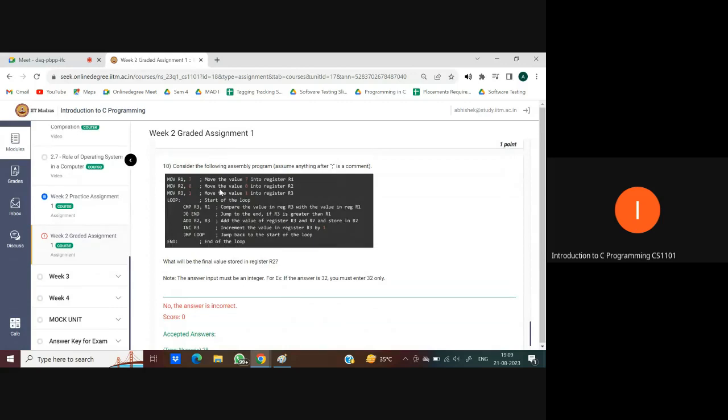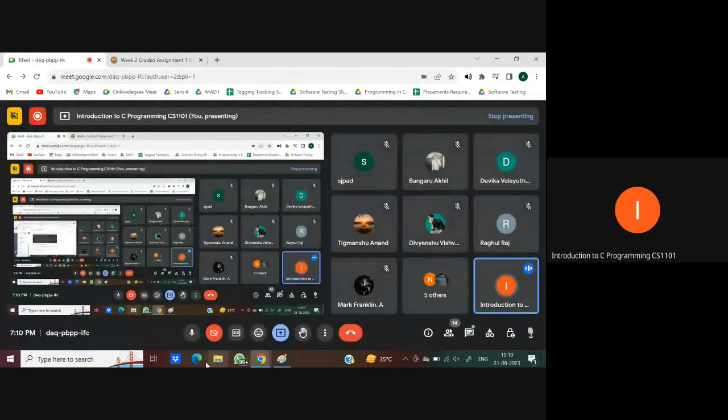Okay, move R1 7, move R2 0, move R3 1. Start of loop, compare the value in register R3 with the value in register R1. Jump to the end if R3 is greater than this. Just a minute.